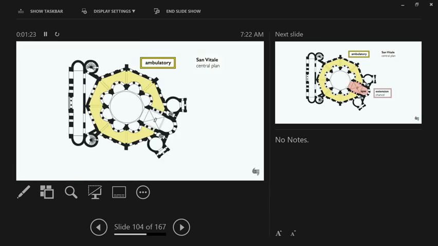I need you to know this term right here, the ambulatory. The ambulatory is basically the aisle of the central plan. It serves the same purpose as an aisle serves in a basilica plan church.